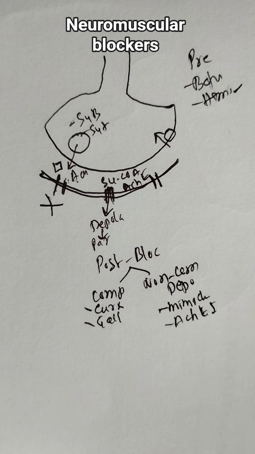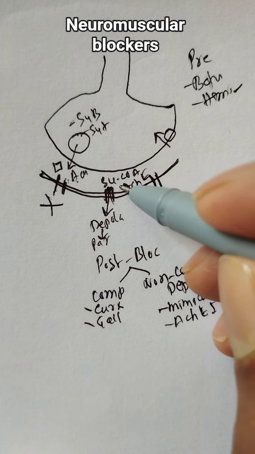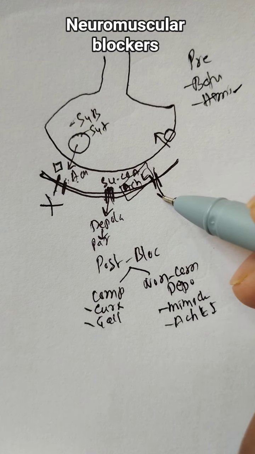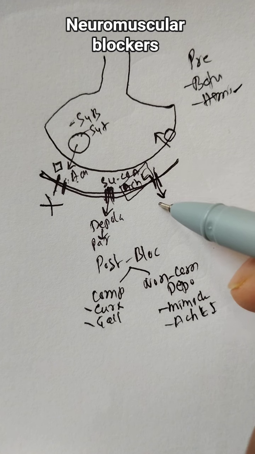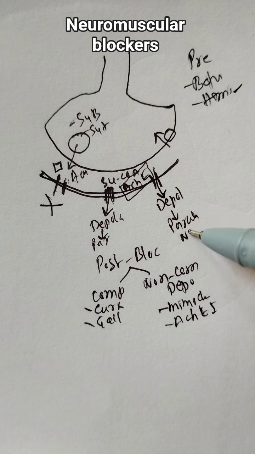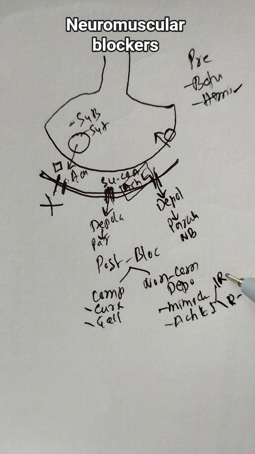Whereas acetylcholinesterase inhibitors inhibit this particular enzyme so that acetylcholine is not broken down, and it continuously depolarizes and causes paralysis of the muscle, and thus acts as a neuromuscular blocker. These can be irreversible blockers, or reversible blockers. Reversible blockers are neostigmine and physostigmine, whereas irreversible blockers are organophosphorus compounds like malathion and parathion.